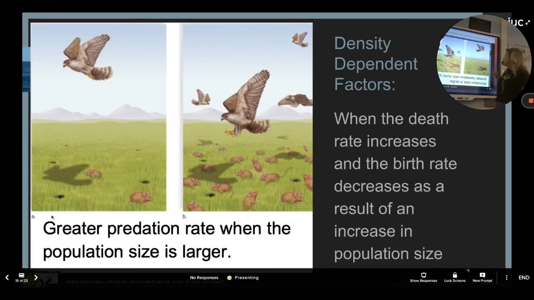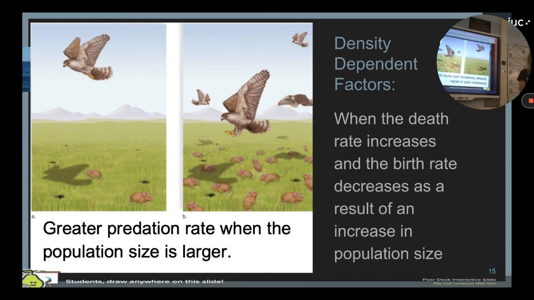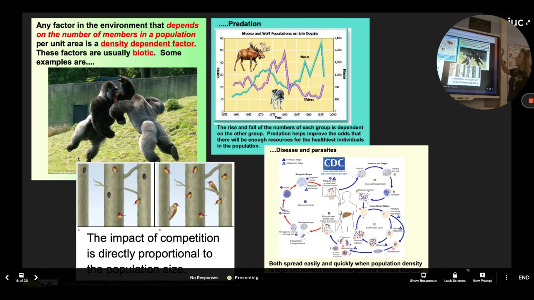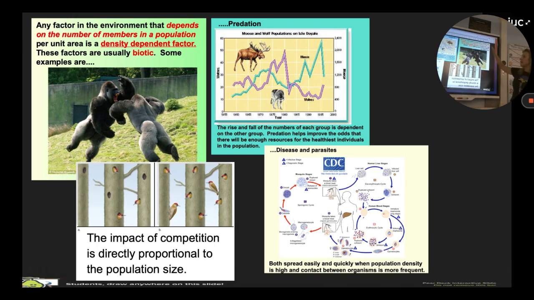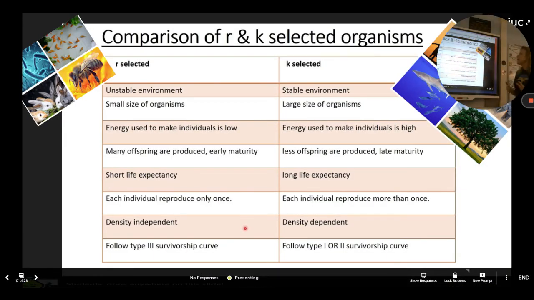All right. Now, density dependent factors, you get more competition the closer you get to your carrying capacity, and it's more environmental resistance. You're going to have greater predation as the population gets larger. So things like competition and predation and disease and parasites, those are going to start to regulate your population size. Because as you get bigger, you're going to be more likely to spread that disease or that parasite. As you get to be a larger N, there's not going to be as much food and the competition's going to increase.